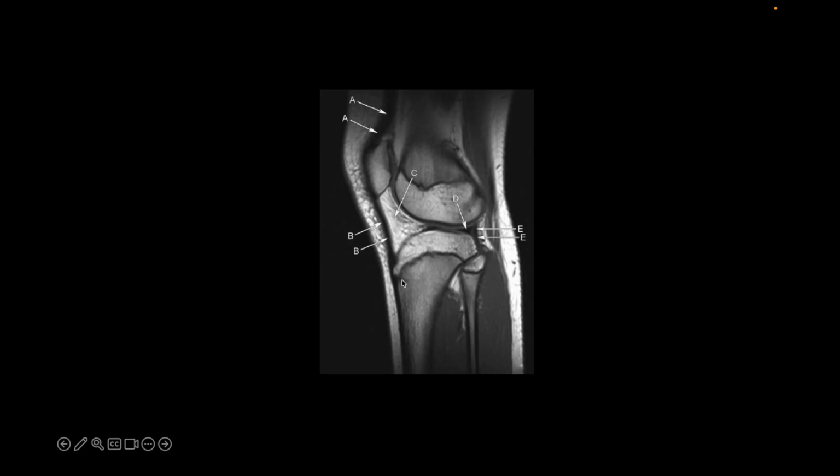This is a pediatric case. You can see that the growth plates have not fused. A is your quadriceps tendon. B is your patellar tendon. C is your infrapatellar or Hoffa's fat pad. D is the posterior horn of the lateral meniscus. And then E is your popliteus tendon.